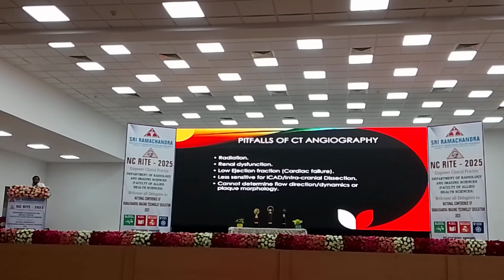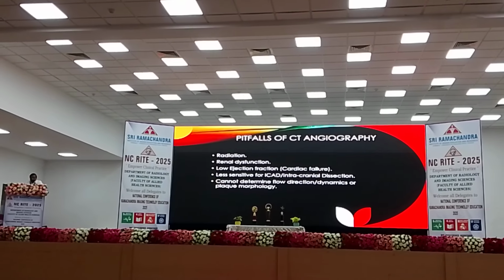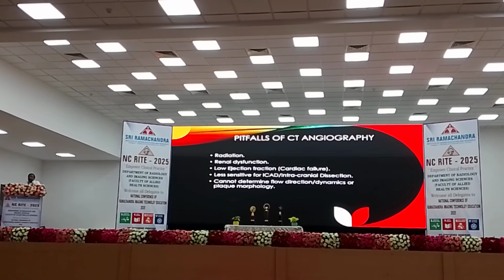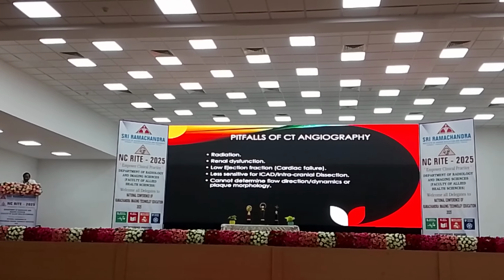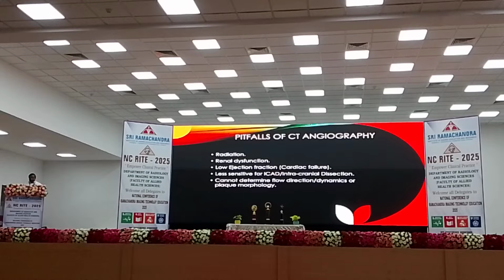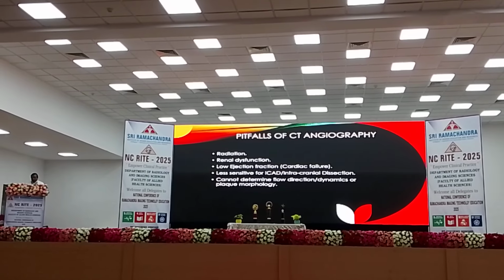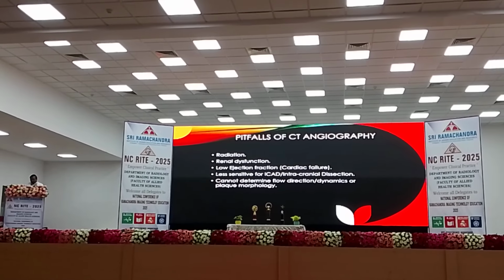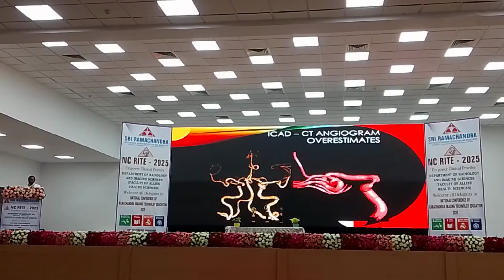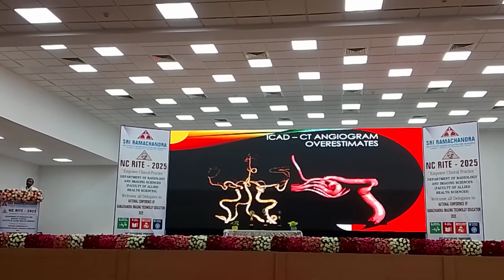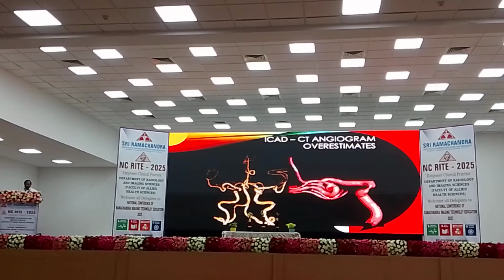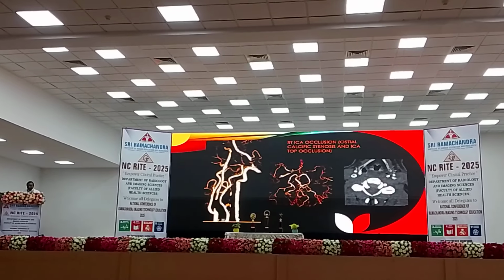And pitfalls of the CT angio: we all know that the radiation is high, you have to see renal dysfunction because of the contrast, low ejection fraction, less sensitivity for intracranial dissections, it cannot determine the flow direction, dynamics or plaque morphology. And CT angiograms sometimes overestimate, so we have to compare with other modalities too.